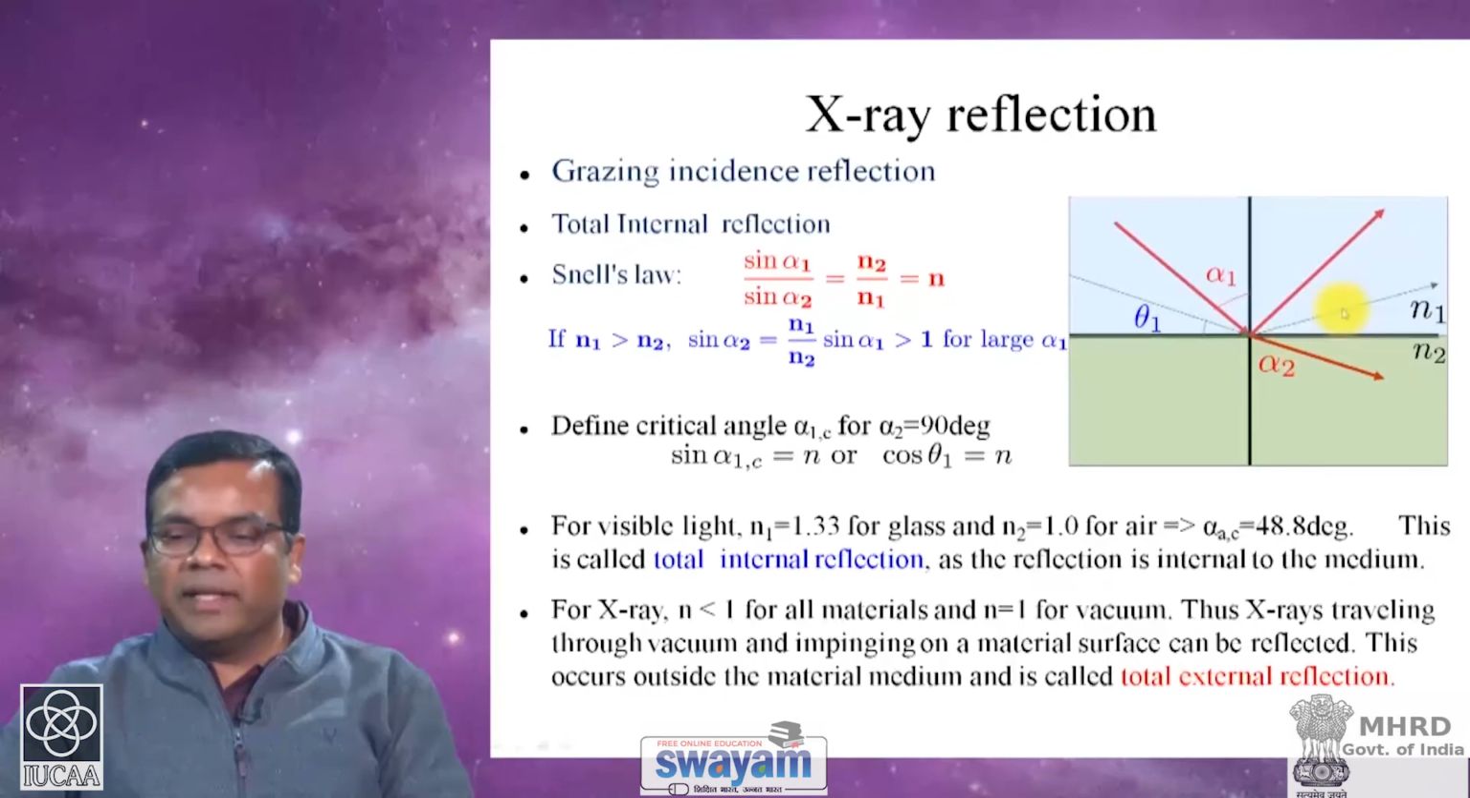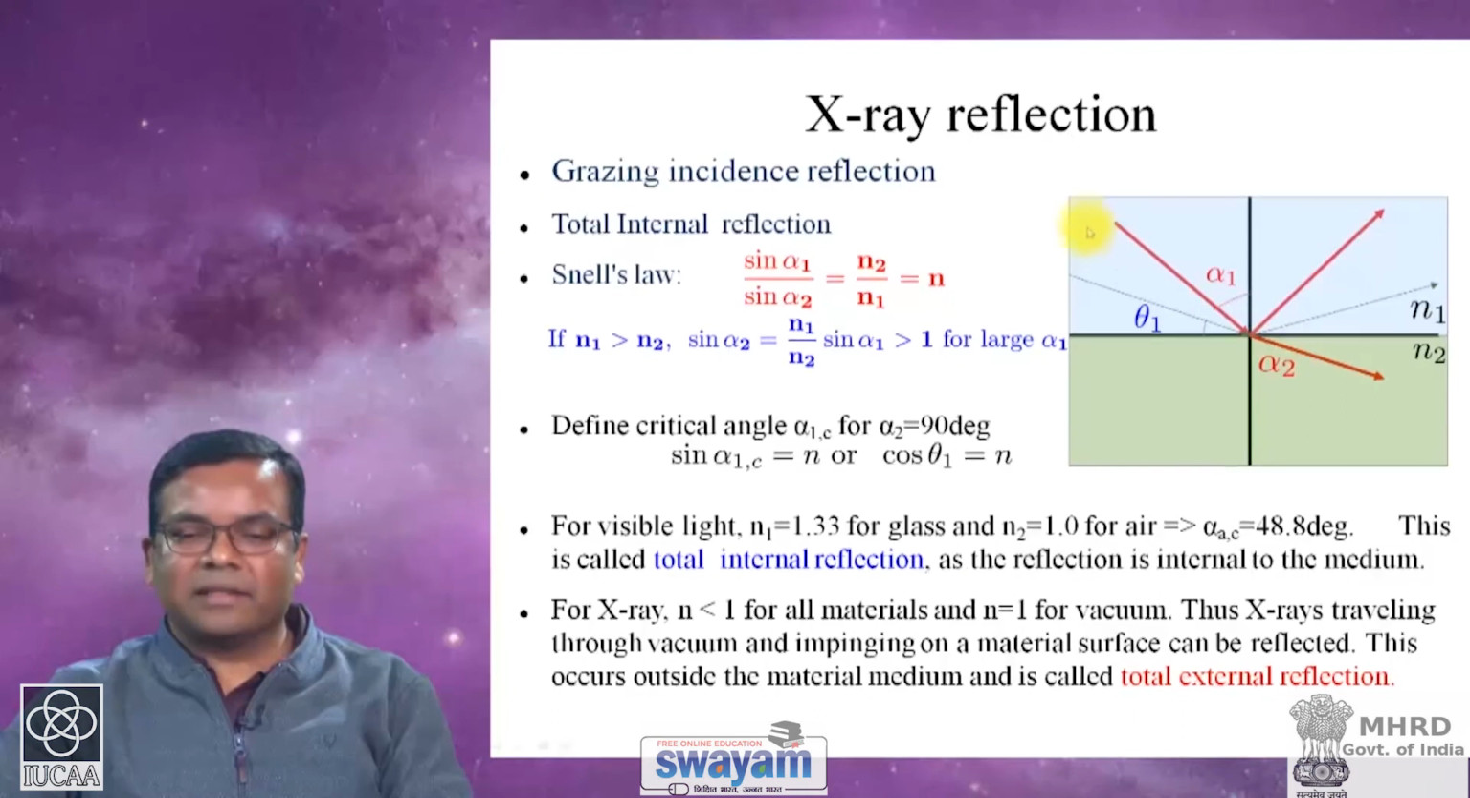Imagine there are two mediums with refractive indices n1 and n2, and the optical light is incident in one of the mediums at an angle alpha 1, and then this radiation will be reflected as well as refracted with an angle alpha 2. In this case the Snell's law is essentially sin alpha 1 by sin alpha 2 is equal to n2 by n1.